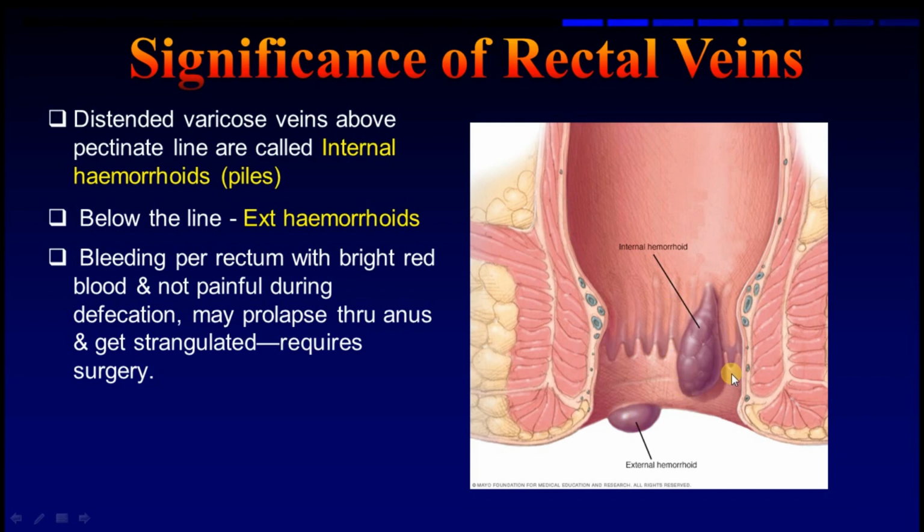So internal piles is mainly characterized by passage of blood along with the stools. You get bright red bleeding, and it is painless. It is actually painless, and as I told you, sometimes in chronic patients it might get prolapsed and it might get strangulated, which requires surgical intervention.